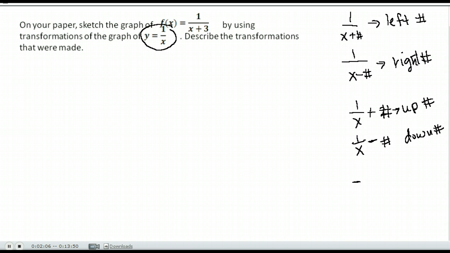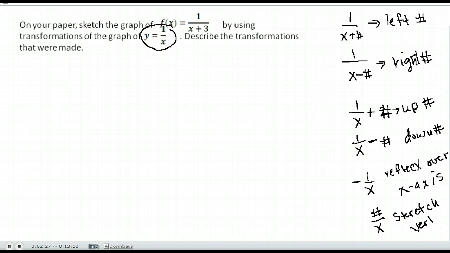If you have a negative in front, that's going to flip it upside down, or as we say, reflect over the x-axis. And if you have a number in front, that's going to stretch it vertically by a factor of whatever that number is. All your y values you would multiply by that. Okay, so these are the basic changes that can happen.